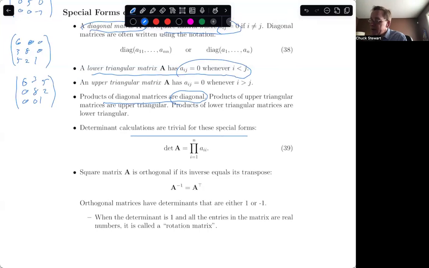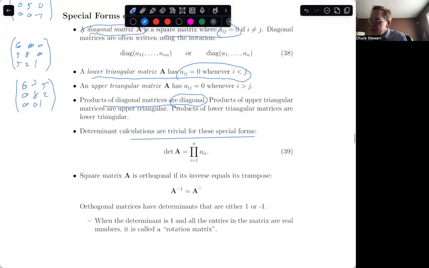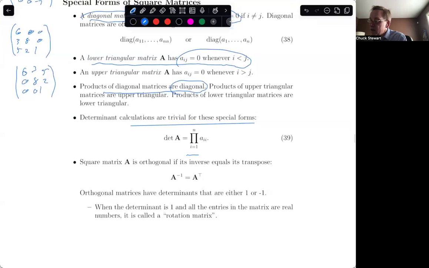Determinants are very easily calculated for triangular matrices, and for diagonal matrices, it's just the product of the terms on the main diagonal. And so in particular, if you have a zero on the main diagonal, the determinant is zero, and it's a singular matrix.